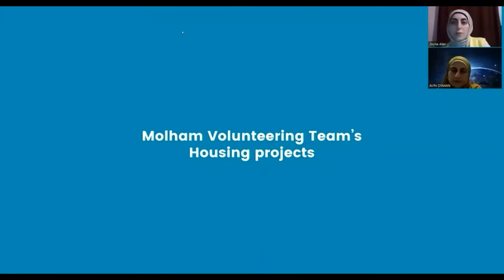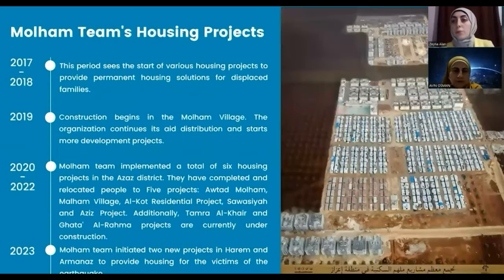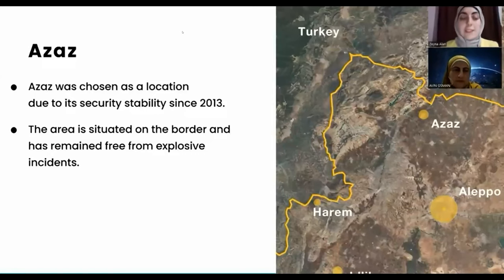Okay, so Mulham is one of the NGOs located in the northwest of Syria. After spending a lot of time providing tents and shelters for the displaced people, they decided by 2016 to move to providing housing complexes because of all the problems Dr. Osman listed in the first part. Today, Mulham's team has more than eight projects in northwest Syria.